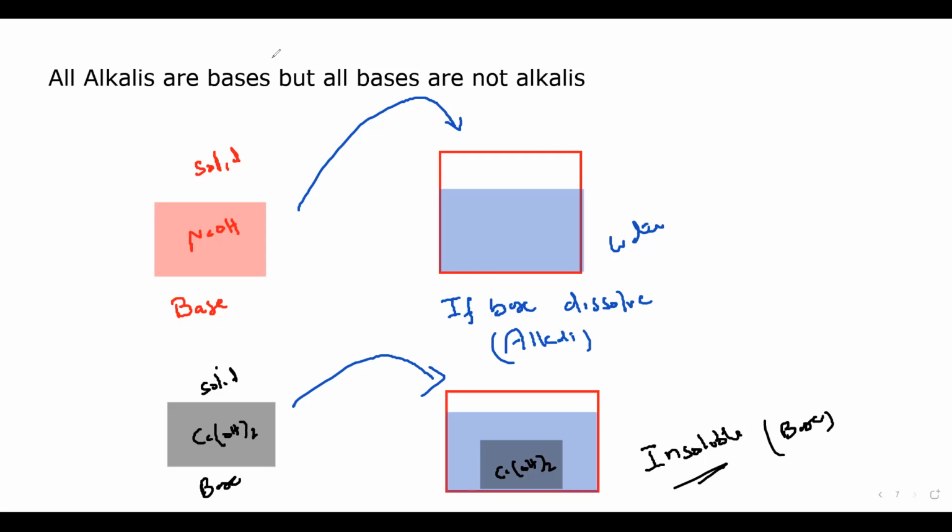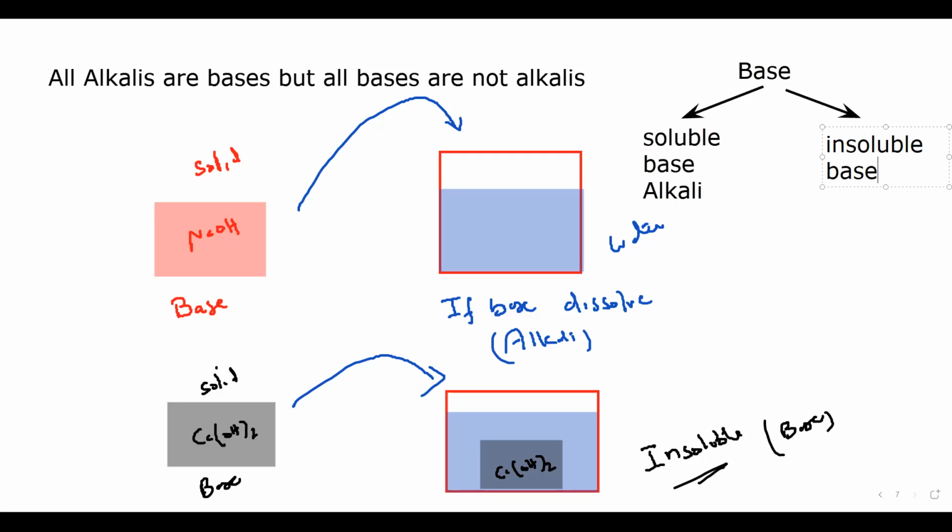Some of the bases can dissolve and some of the bases cannot dissolve. So a base which can dissolve, a soluble base, soluble means it dissolves, we call them alkali. But if we have an insoluble base, insoluble means it does not dissolve in water, so an insoluble base is simply known as a base. We don't call that an alkali. Is it clear? The difference between the alkali and the base?